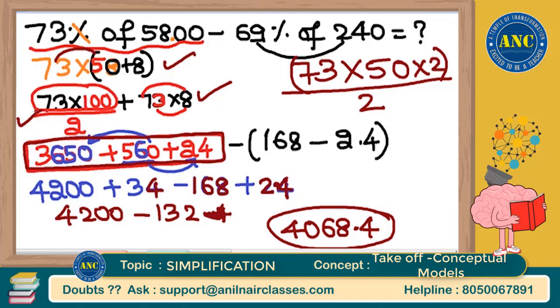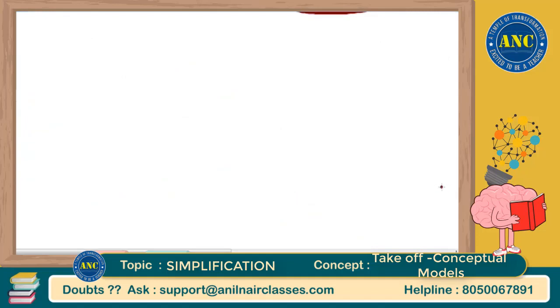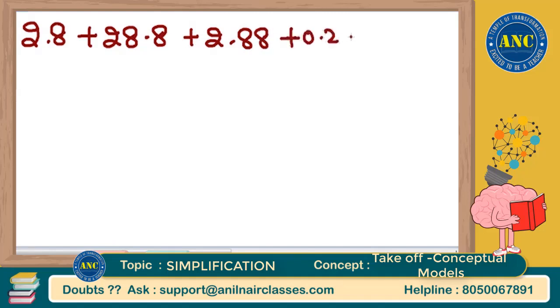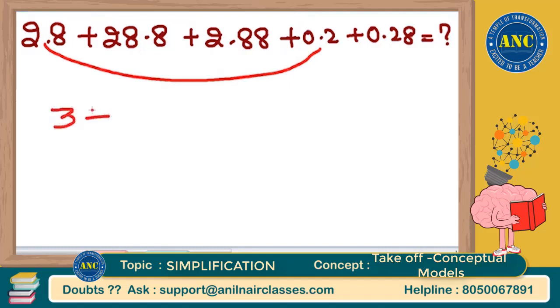Next question. See this question, sir. 2.8 plus 28.8 plus 2.88 plus 0.2 plus 0.28 is equal to question mark. I want to make the numbers fancy numbers. Simple. 2.8 plus 0.2 is giving me 3. Can I also say that?